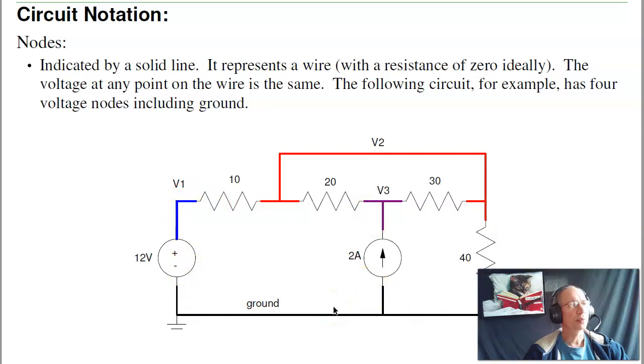So this circuit has 1, 2, 3, 4 nodes. Typically you need a ground reference, so I've got a ground plus 3 other nodes. That'll be important later on. When I want to write equations to solve for the voltage nodes, I need to know how many equations to write. In this case, if I have 3 node voltages, I need to write 3 equations for 3 unknowns.